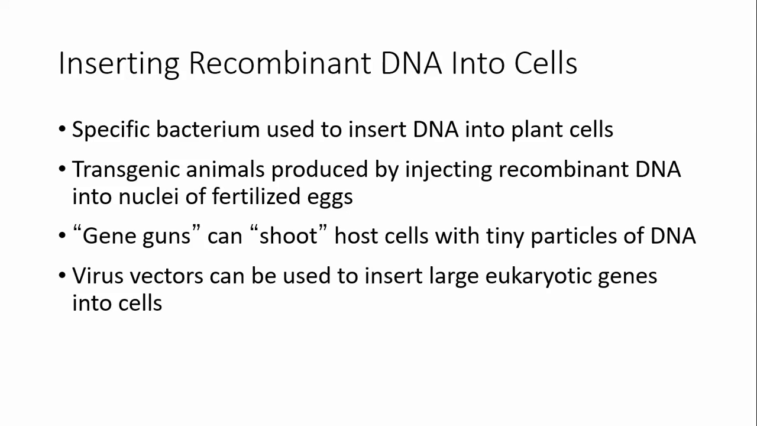And then you can also use viral vectors, so a virus that you can take out any of the dangerous genes, put in your desired gene of interest, and then you can use that to especially introduce this gene into eukaryotic organisms. Which is great because a lot of eukaryotic genes are too big for plasmid. They don't fit.